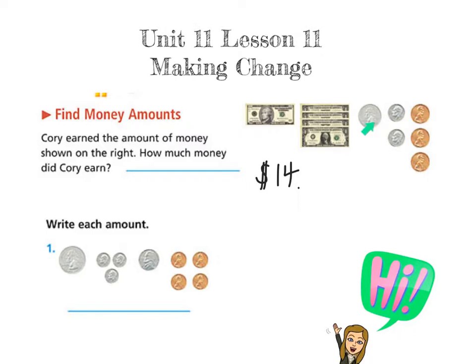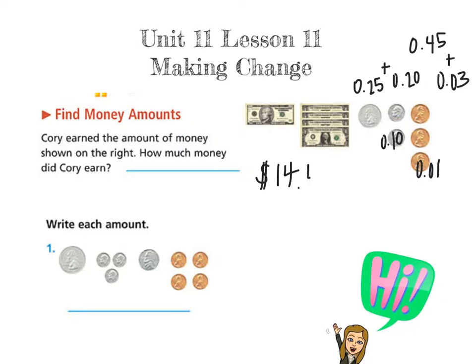Now looking at these coins, I see we have a quarter, which is worth 25 cents. I have 2 dimes, each worth 10 cents. So total, this is 20 cents. And then pennies, each worth 1 cent. So together, those 3 are worth 3 cents. So if you first add the 25 cents plus the 20 cents, so far we have 45 cents. Once we add the 3 cents, we'll end up with 48 cents. So altogether, this money is worth $14.48.